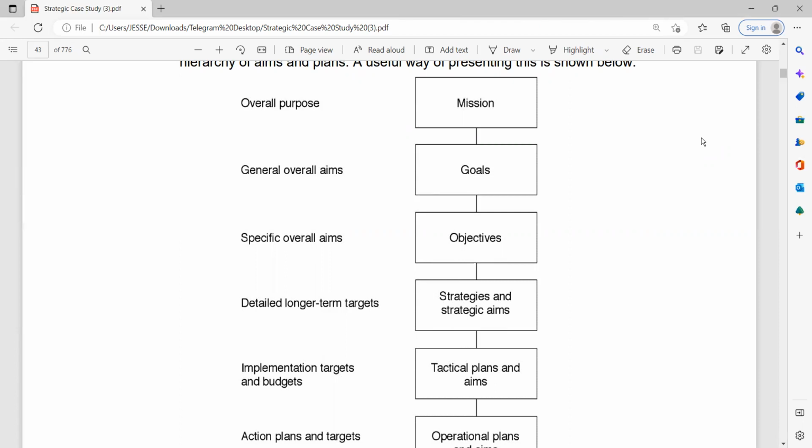What's the mission? The mission is basically the overall purpose. It's at the top. The goals are the general aims. The objectives are the specific aims. The strategies are the long-term targets. The tactical plans are the implementation targets, as well as budgets. And the operational plans are basically action plans and targets. We've explained this as we've gone along in our conversation, but it's good to highlight these things.